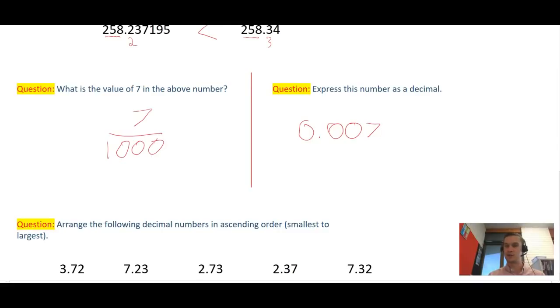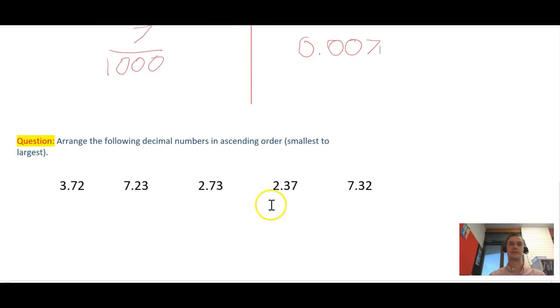And finally, can you arrange these following numbers in ascending order? So again, the rule is work from left to right, smallest to largest. So let's get the smallest. They all start with the whole number first. Let's start with our small whole numbers. So I'm going to remove these two first in line because they're 2, so they're obviously smaller than those ones. And then I'm going to need to arrange these ones on this side.